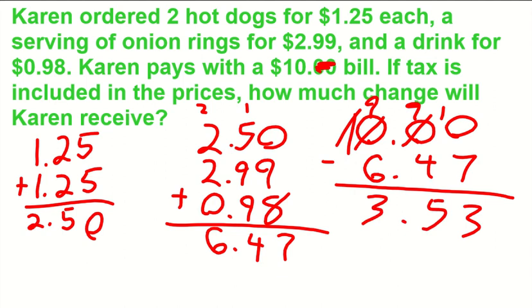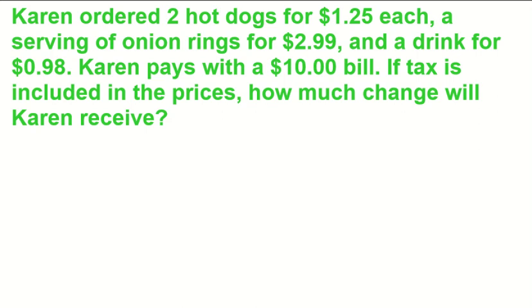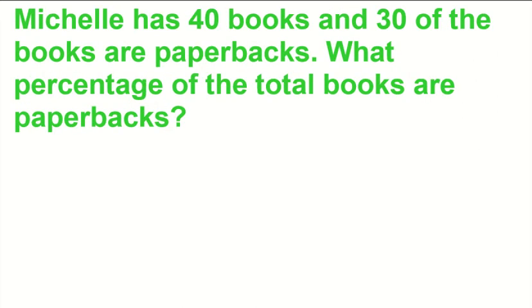Okay? This is the stuff that isn't so bad that should be a little fresher in your mind. This is a little trickier. This has been a while. This is the calculator stuff. Michelle has 40 books and 30 of the books are paperbacks. What percentage of the total books are paperbacks? This is stuff y'all did well with when we did it. It's just been a while.